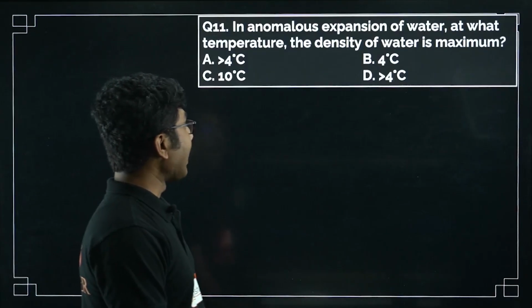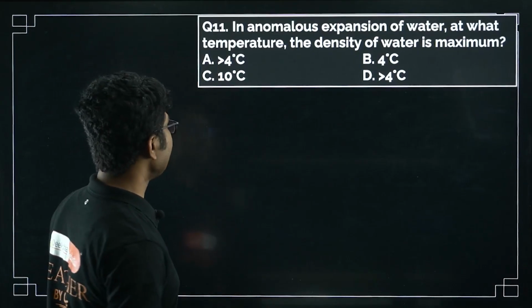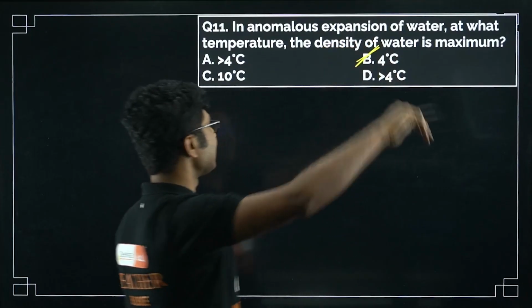In the anomalous expansion of water, at what temperature is the density of water maximum? The density of water is maximum exactly at 4 degrees Celsius.